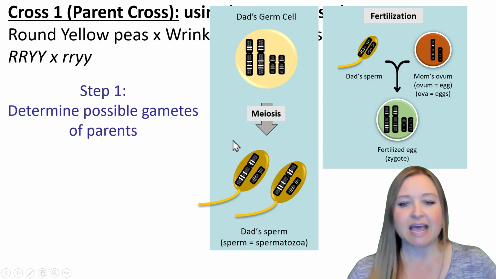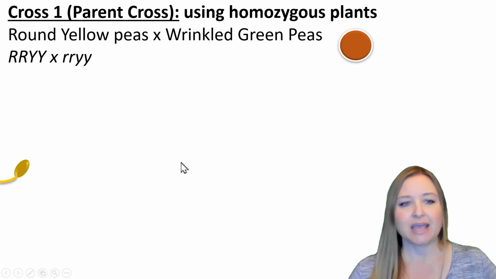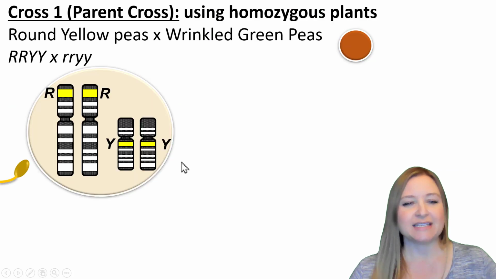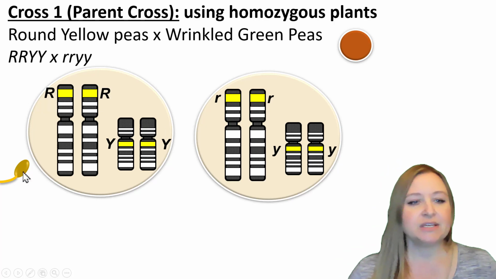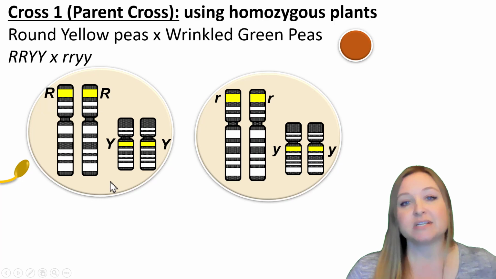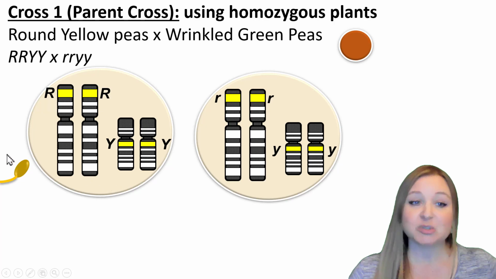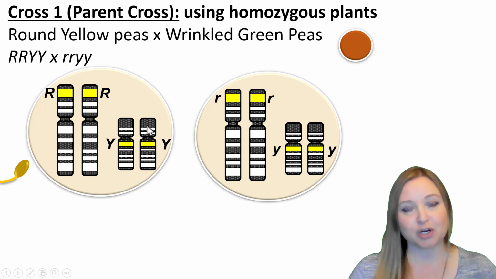So the gametes of dad are the sperm, the gametes of mom are the eggs or ova. Okay, so let's look first at dad, and then we'll look at mom. Now we know that this is, for instance, the germ cell of dad, and the germ cell is going to go through meiosis to form sperm. And only one of the 2 of each chromosome is going to be found in the sperm.